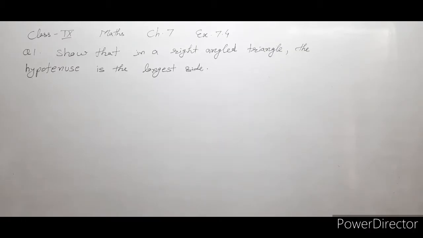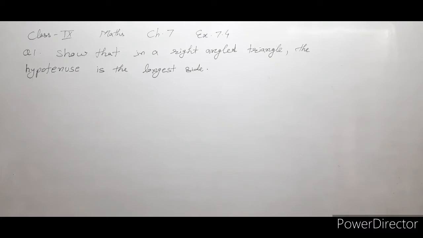Hello students, today in class 9 maths chapter 7 exercise 7.4 we are starting question number 1. In the previous class we studied that in any triangle the angle opposite the longest side is the greatest, and the angle opposite the shortest side is always smaller. On this basis, we have question number 1.